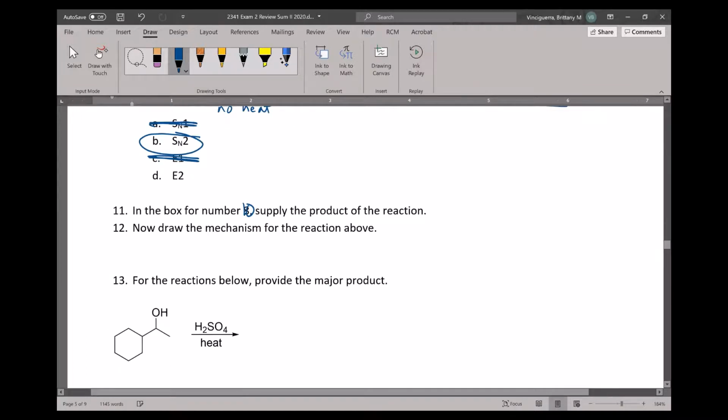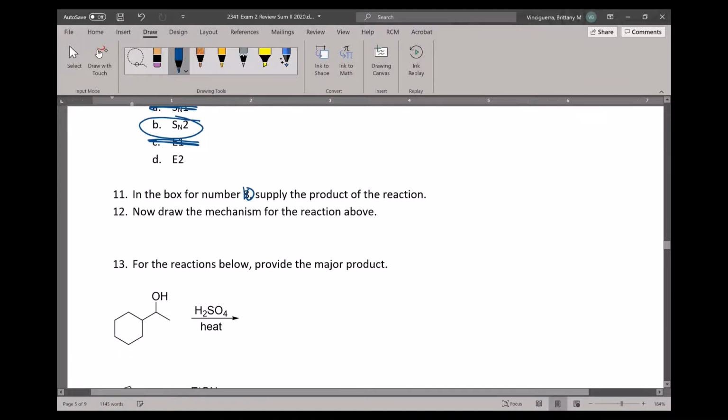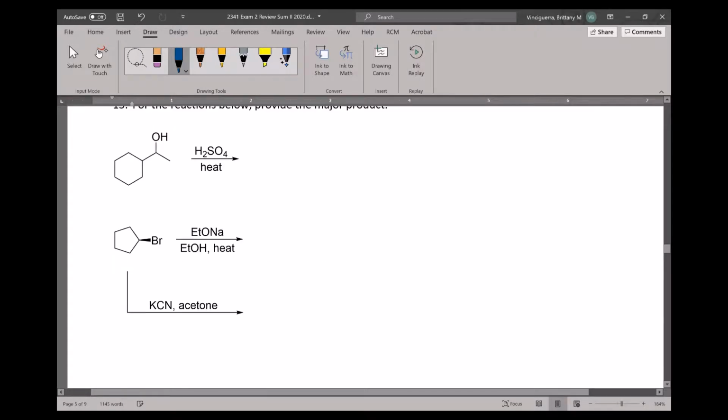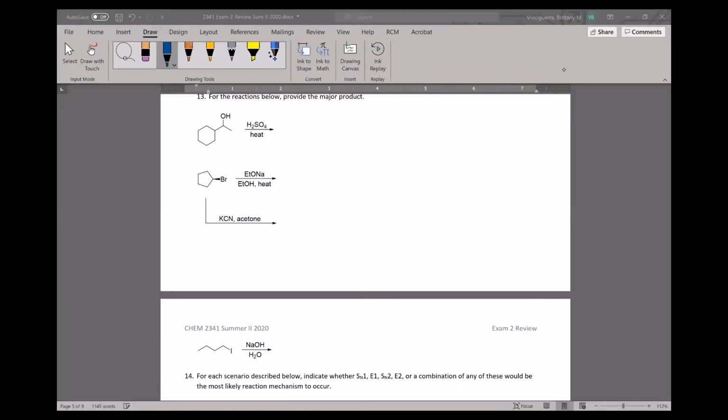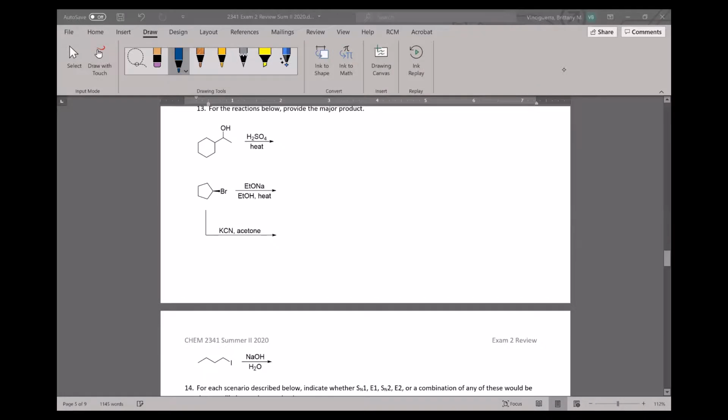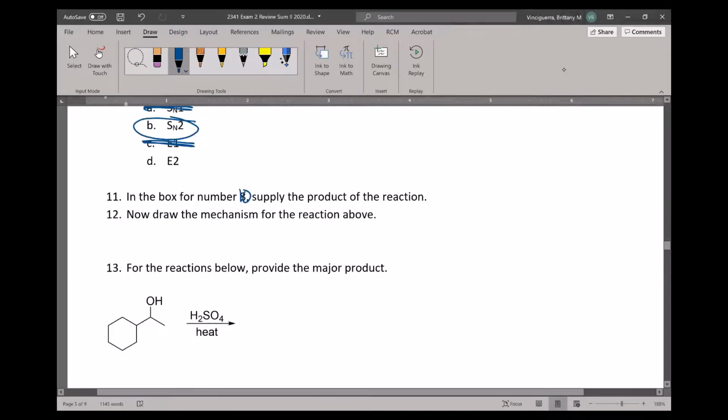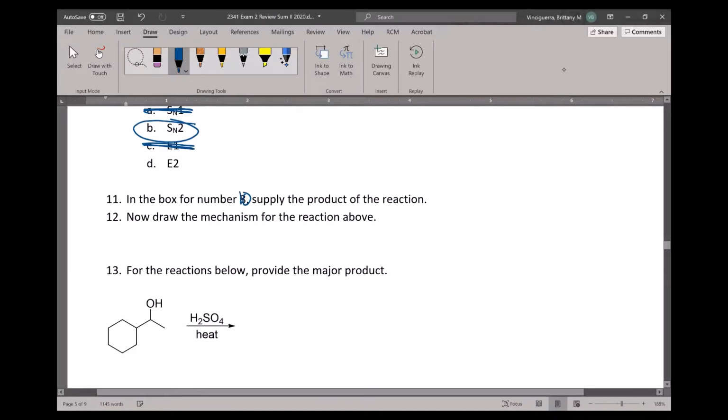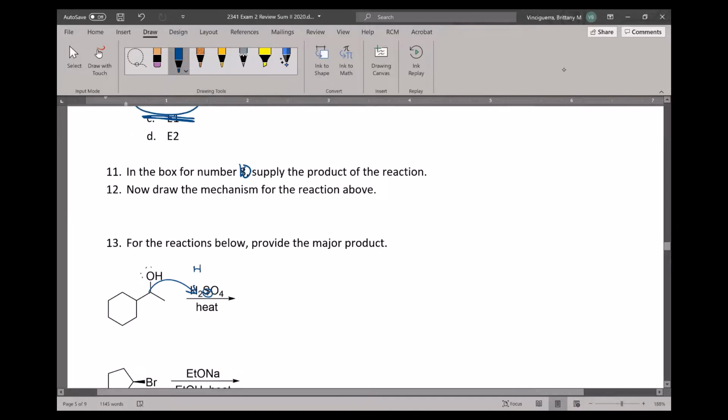Okay, for the reactions below, provide the major product. There's several of them here. We're going to do them one by one. Okay, so did we get anything for the first one? You protonate the OH group, right, which prompts it to leave, leaving you with a carbocation, which then double bonds back to the benzene ring? Not benzene ring, hexane ring? Cyclohexane? Whatever it's called.